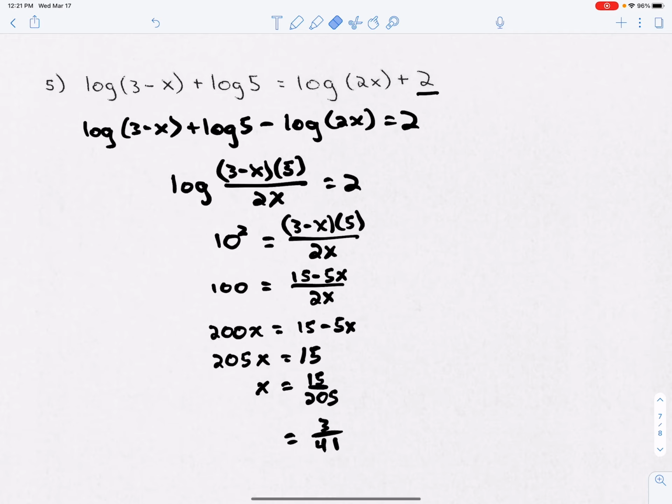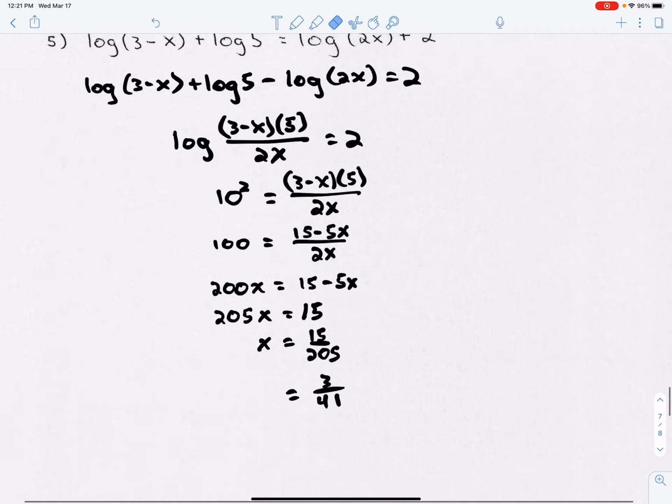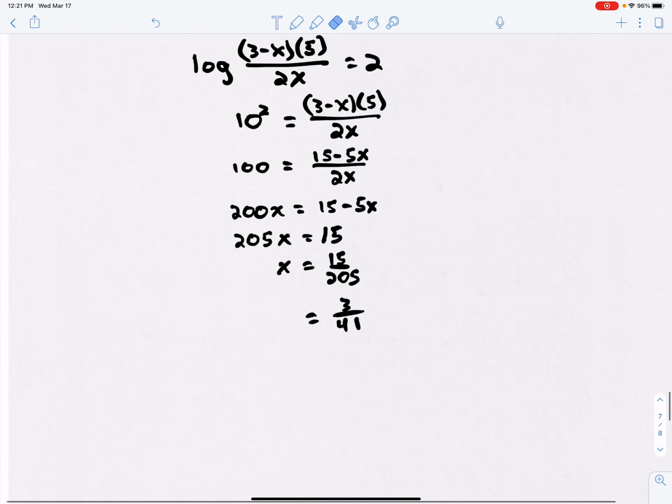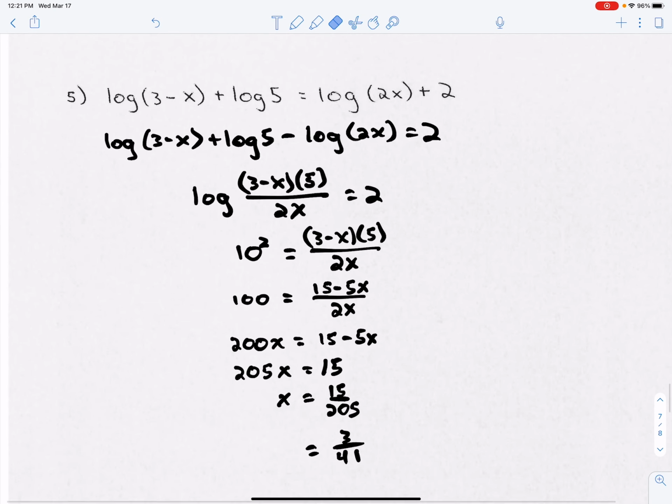Okay? All right. That's the idea. Hopefully that's helpful to you. If you have any questions, just ask. But remember, you can't distribute the word log. What you're going to do is get all the logs on one side and simplify with the log rules, then change the form, if you have this case.